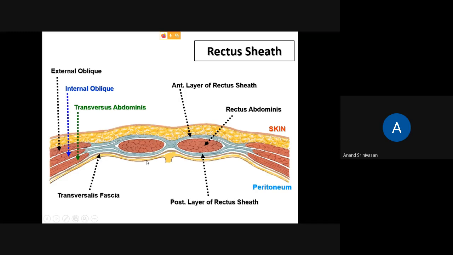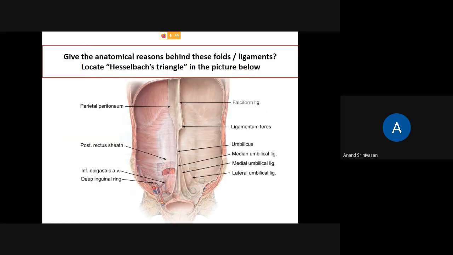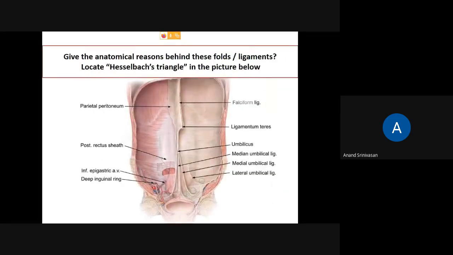Now, the exact part where the posterior rectus sheath disappears and the aponeuroses go above is called the arcuate line. I don't think I have a picture. I'll see if I can find it somewhere. No, I don't have a picture.